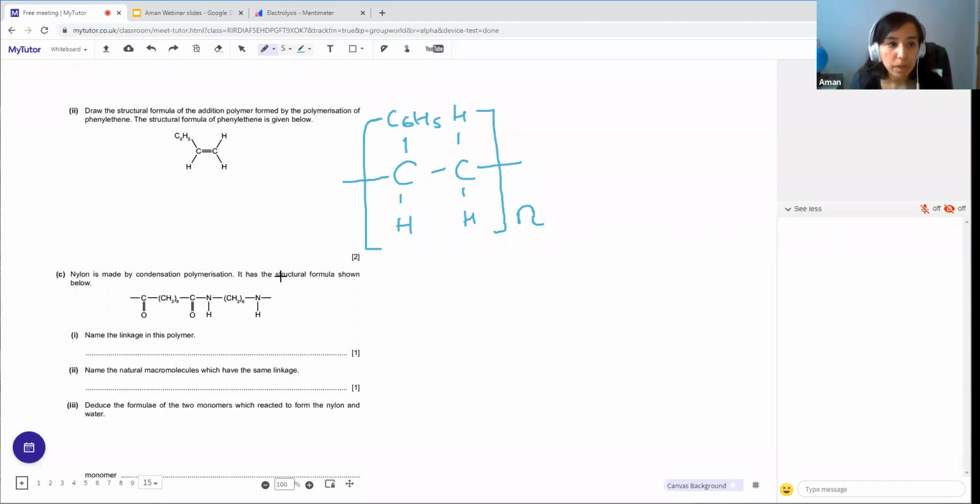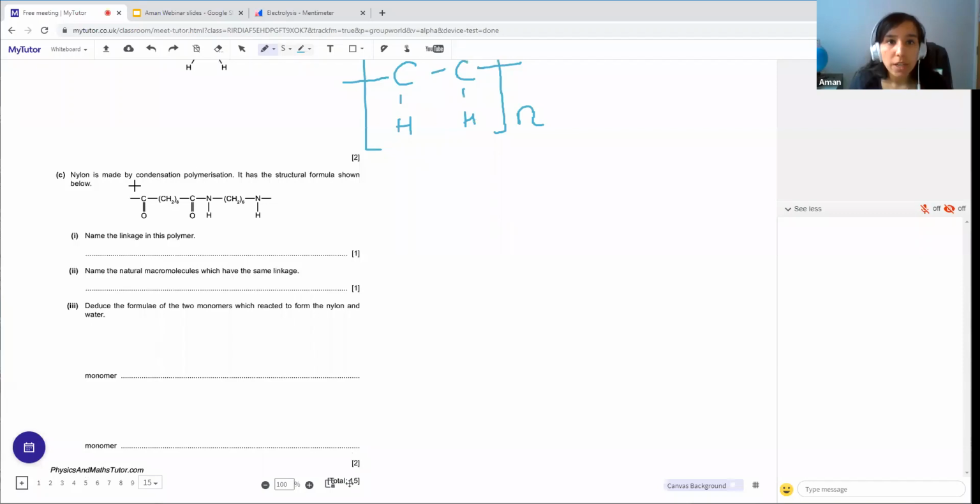Excellent, well done everyone. Okay, nylon is made by condensation polymerization. It has the structural formula shown below. Name the linkage in this polymer. So this is the linkage here, C double bond O NH. Does anyone remember what that bond is called? It's not amide, but you're on the right lines. Not amino, nope. Any ideas? So C double bond O NH, peptide, excellent, well done. It's a peptide bond. Specifically this bond here is the peptide bond, so we call that a peptide linkage or peptide bond.